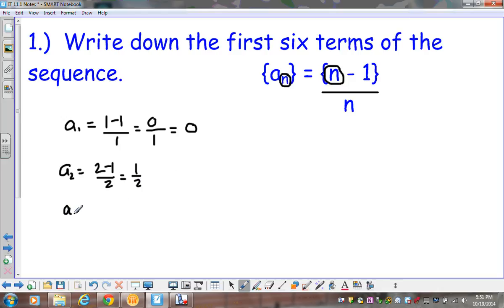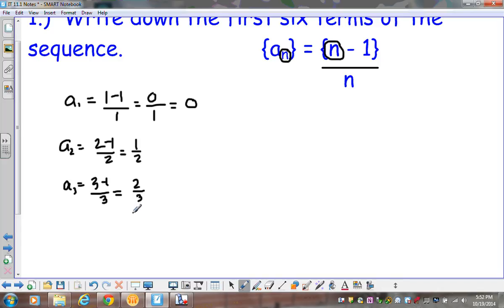Now my third term. What am I going to plug into my n value? Very good. I'm going to plug in a 3. So 3 minus 1 over 3. 3 minus 1 is 2. So I'm left with 2/3. So my third term is going to be 2/3.